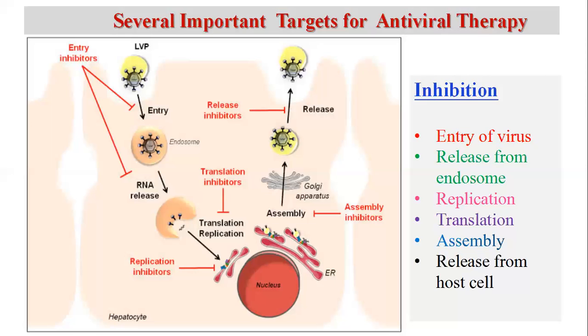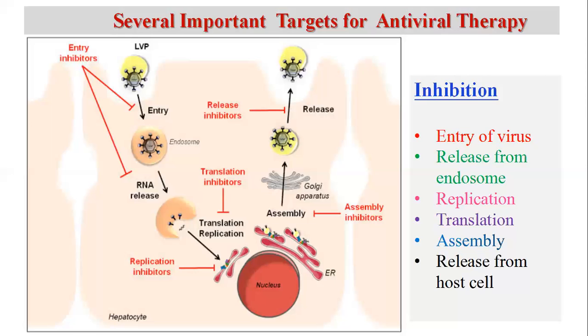And the last target site is the release inhibitor. There are some proteins that are inducing the progeny virus particle, not the virus particle itself. It's the nucleocapsid to fuse with the cell membrane of the host cell.